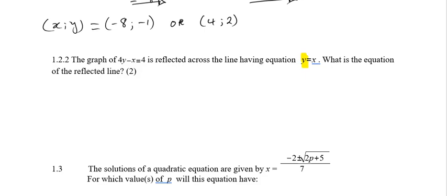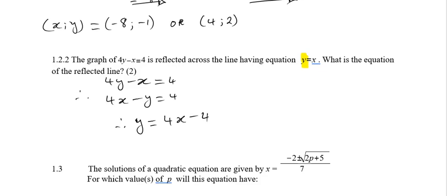So that means in 4y minus x equals 4, after a reflection along this line, we swap x and y, so we have 4x minus y equals 4. Then let me make y the subject of the formula. Let me transpose negative y to the right hand side, and then y will equal 4x on the left hand side, and transpose 4 to the left it is minus 4. And done.